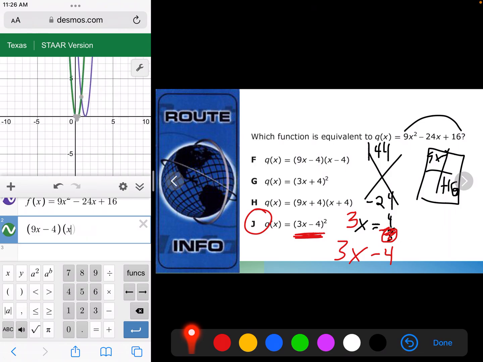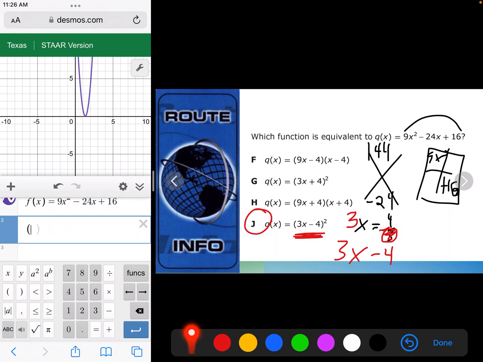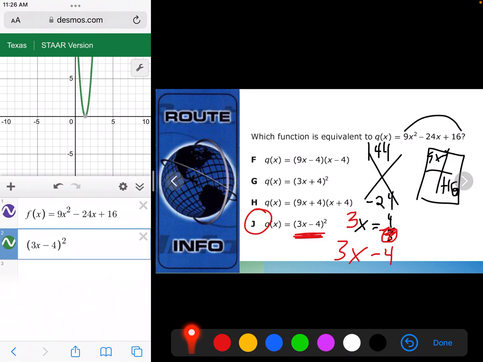Now, there's an even easier way of doing this. We're trying to figure out which function is equivalent to this. Well, why don't we just graph them? So I had this typed in before. Let's just graph the answer choices. So 9x minus 4 times x minus 4. Okay, are those graphs the same? No. Okay, let's try the next one. The next one is 3x plus 4 squared. Are those the same? No, they're similar, but not the same.